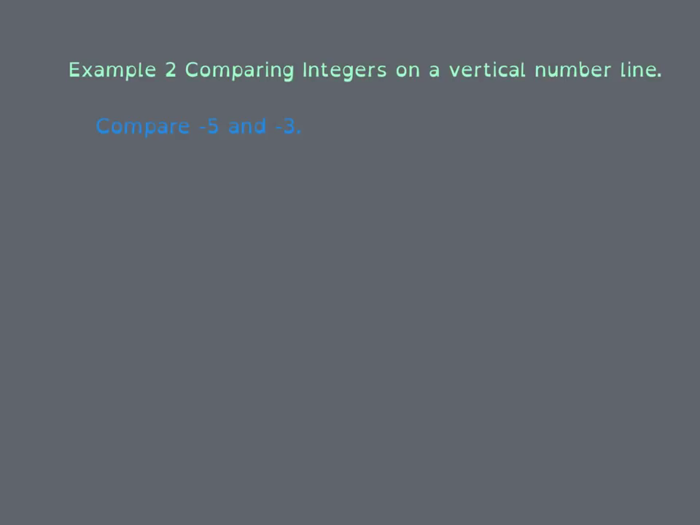So using a vertical number line, we're going to compare -5 and -3. So I'm going to first start with drawing out my number line, make sure it goes up and down, and then I'm going to graph -5, and then I'm going to graph -3, and then I'm going to compare them because that's what it's asking me to do.